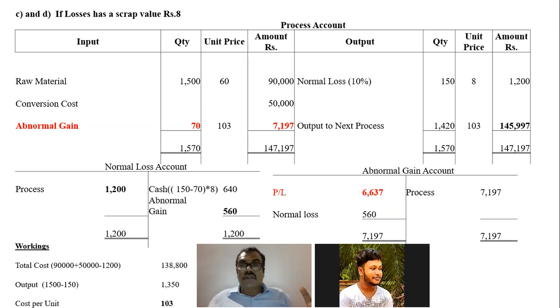So just give me an answer. In this particular situation, there is a scrap value. The normal loss is also like this. What is the total cost of production in real terms, in real consumption of resources? Yes, anybody?